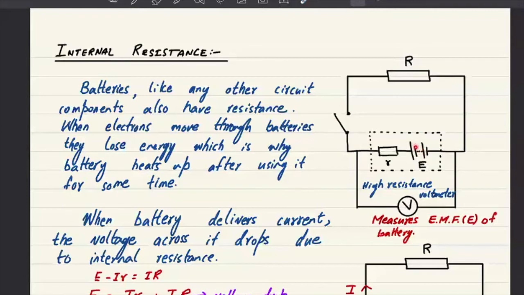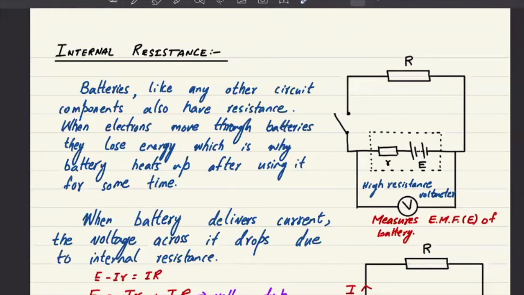You might have noticed that if you connect a battery to any circuit and use it for some time, the battery gets heated up. So definitely some heat energy is produced inside the battery as well, which means that when current flows through the battery, charges lose energy inside it. That is because of the resistance of the battery, and that resistance is called internal resistance.